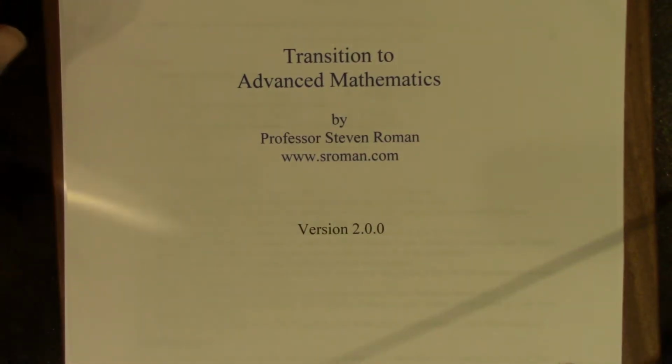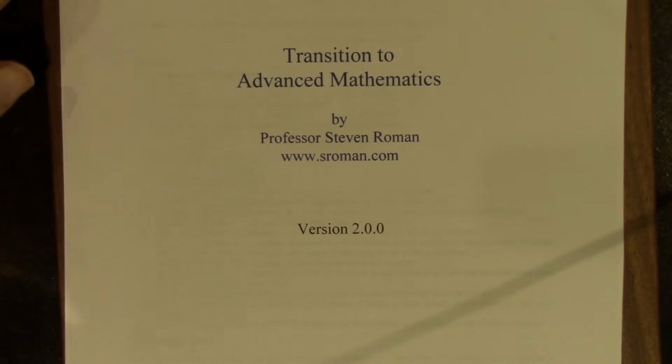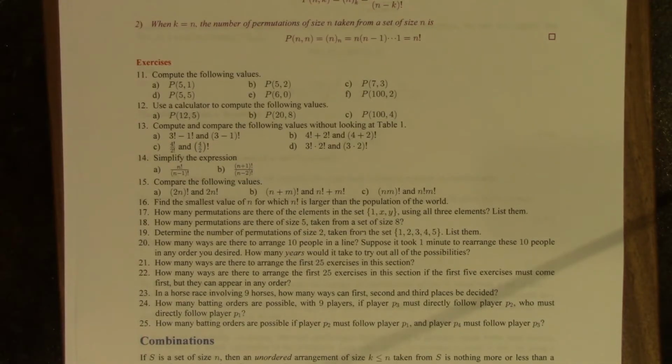Hello again, this is Professor Roman, and let's continue the lecture series Transition to Advanced Mathematics. We are talking now about combinatorics, which is a branch of mathematics devoted to counting techniques, the art of counting.